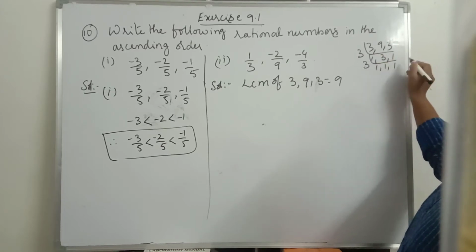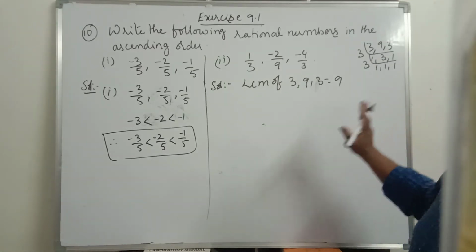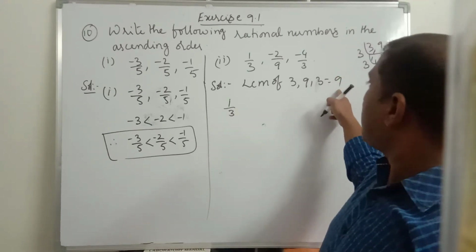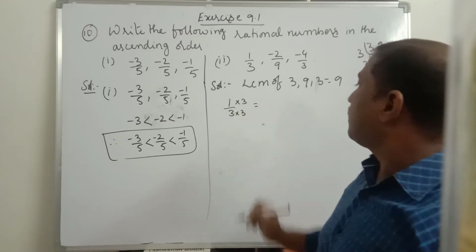3 ones are 3, and it is 1. 3 into 3 is 9, 9 into 1 is 9, 9 into 1 is 9, 9 into 1 is 9. Now you change these fractions. 1 by 3: to get the denominator as 9, the numerator and denominator both are multiplied with 3.